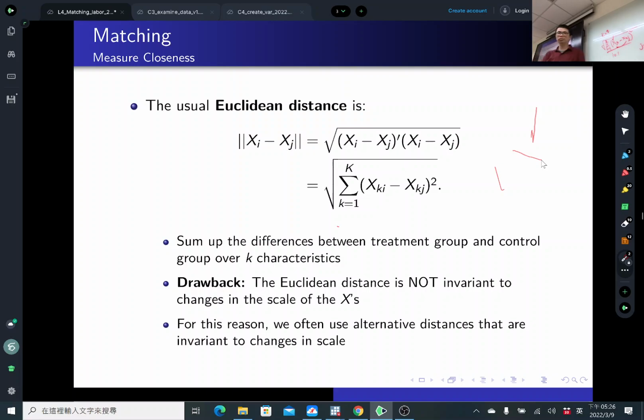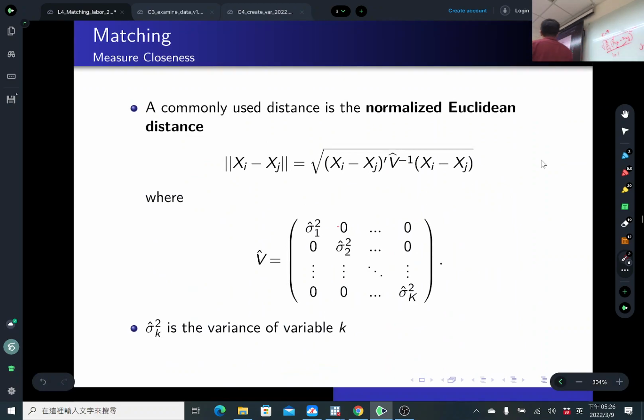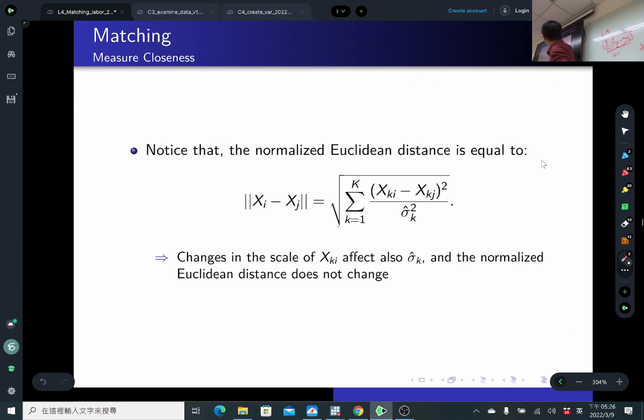So you need to take this into account by adjusting. How can you adjust? The method is very simple: you just divide by the variance. This is usually done with a matrix, but you can just write the formula like this. You calculate each characteristic's difference between the treatment group and control group, and divide by that characteristic's variance, the variance of the k-th characteristic, for example the age variance over the sample.